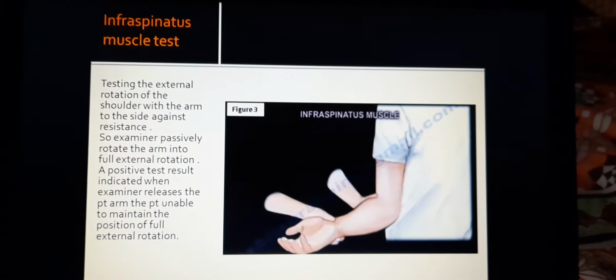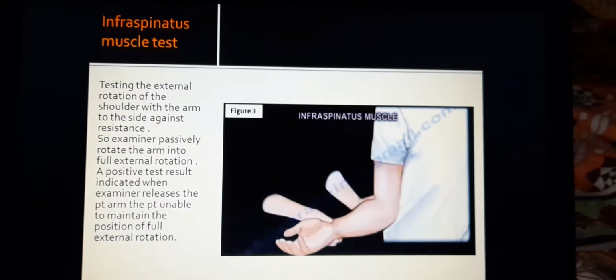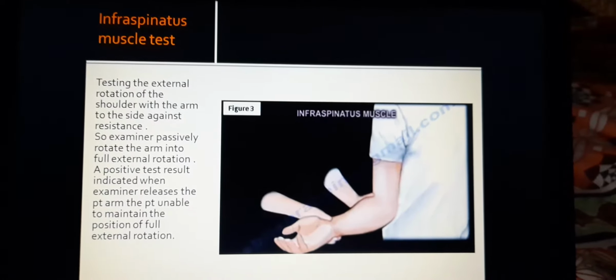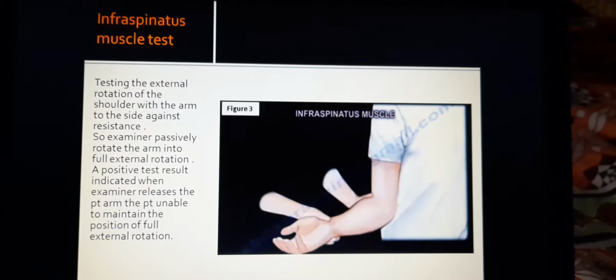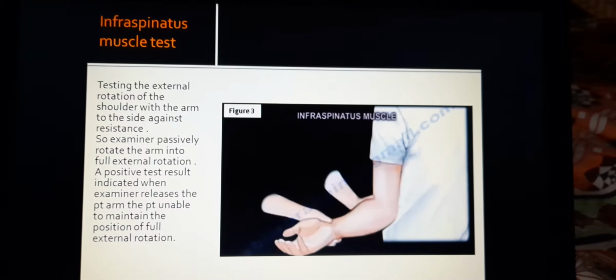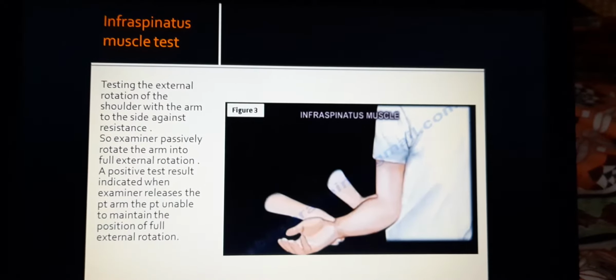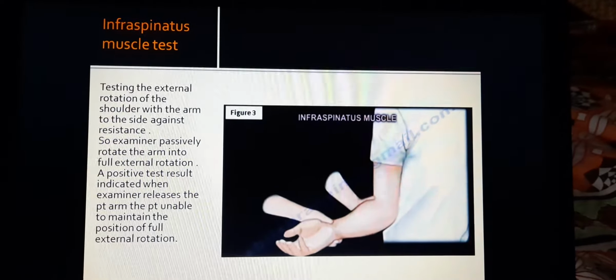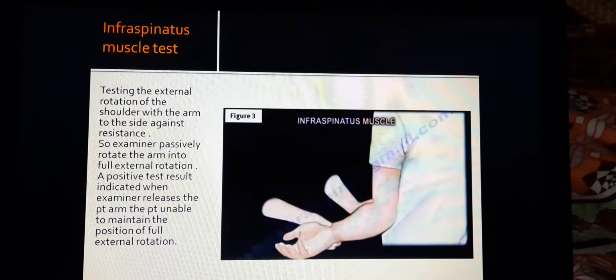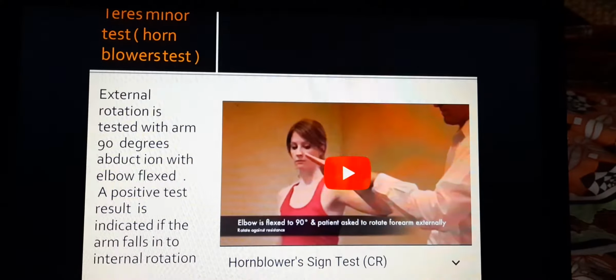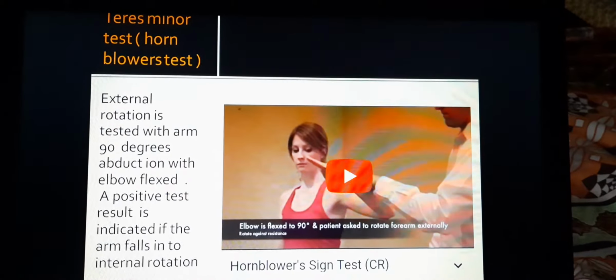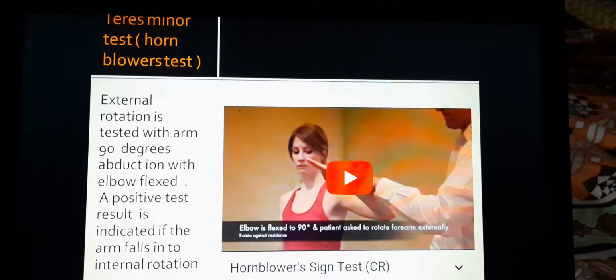Infraspinatus muscle test. Testing the external rotation of the shoulder with the arm to the side against resistance. The examiner passively rotates the arm into full external rotation. A positive test result is indicated when, as the examiner releases the patient's arm, the patient is unable to maintain the position of full external rotation. Teres minor test, also called the Hornblower's test.